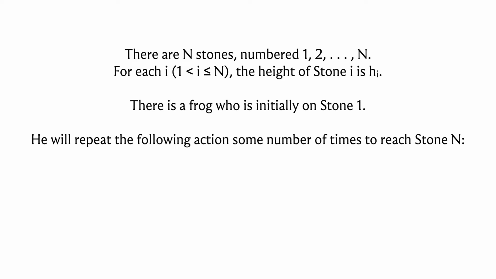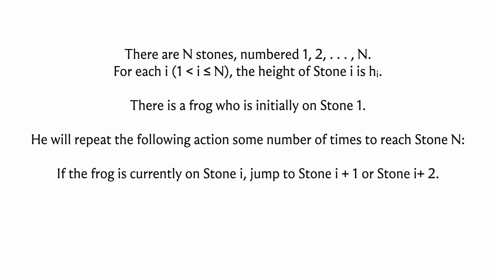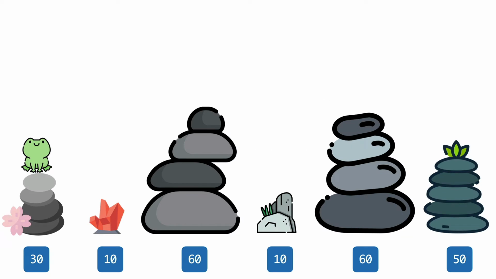Now our friend, the frog, will repeat the following action some number of times to reach stone n. Remember, he starts from 1 and he's trying to get to the last stone in the series. The first thing that he can do is that if he is on stone number i currently, he can jump to either stone number i+1 or stone number i+2. So let's look at the frog in action. Right now the frog is on stone number 1, and from here he could go to stone number 2 or he could go to stone number 3. Okay, so both of these stones are accessible to the frog sitting at stone number 1.